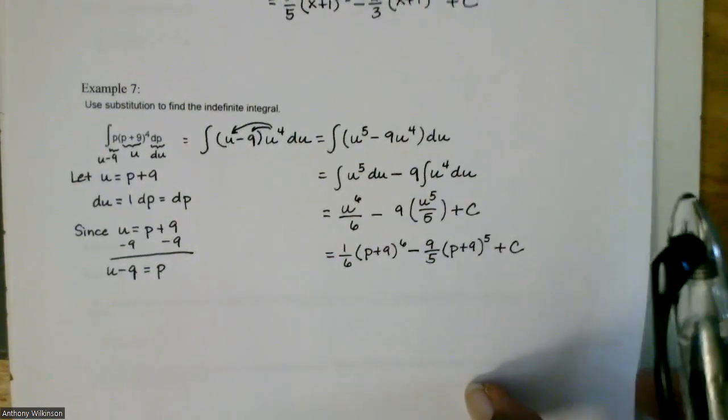All right, on the next page, example 8. Here we're going to find the indefinite integral. Here we're going to be finding the integral of e to the 5x times the quantity 5 plus e to the 5x raised to the 4th dx. So here we're going to be using an appropriate u substitution.